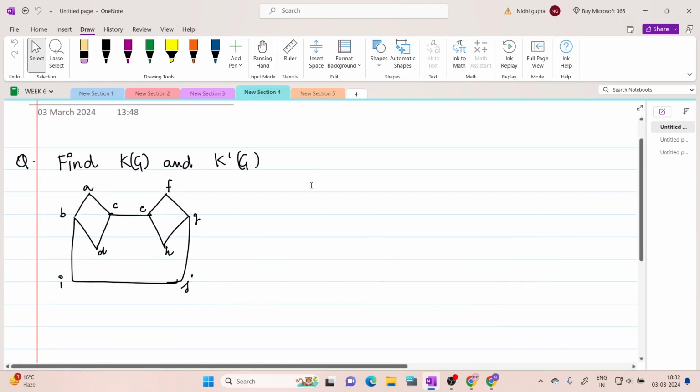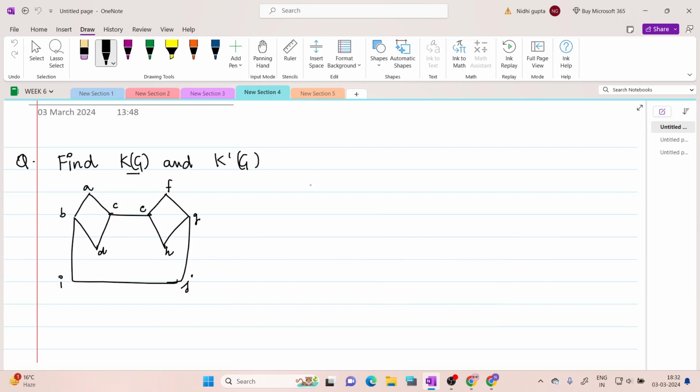Okay, so the next question is we have to find the vertex connectivity and edge connectivity for this graph. So what do you think? Let's first find out the vertex connectivity. Is this graph one connected? Is G1 connected? Yes. Is it two connected? Yes. Okay, why is it two connected?